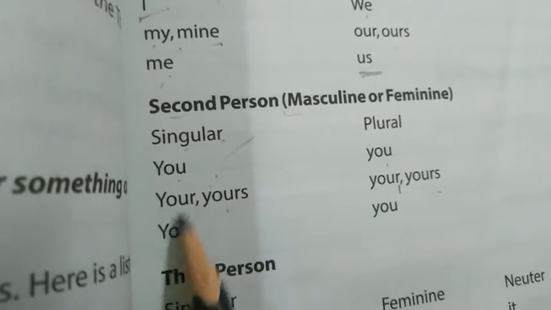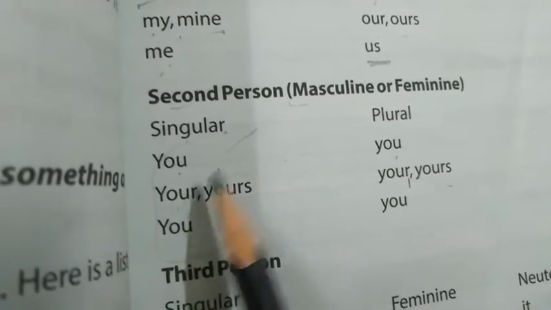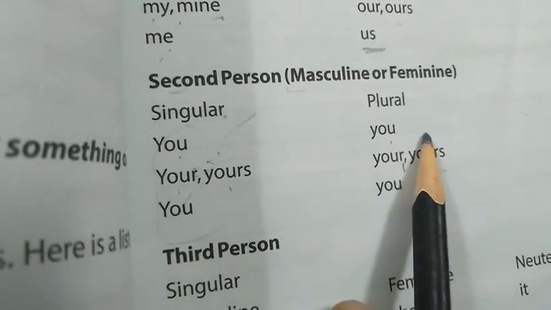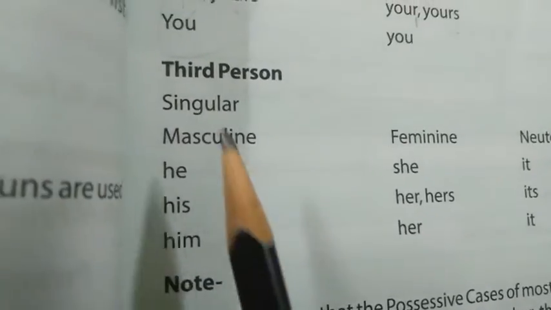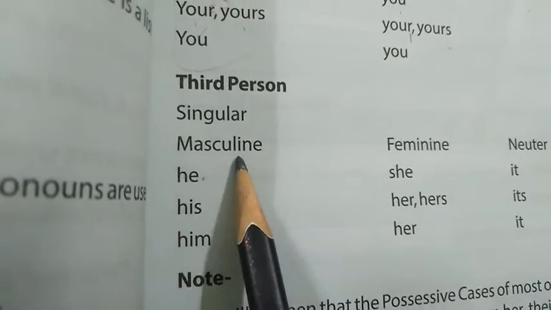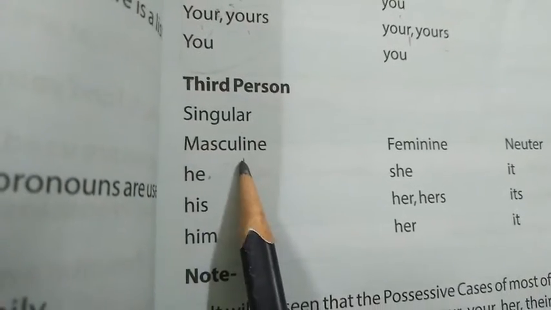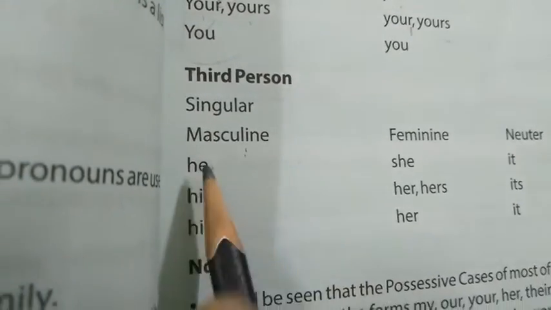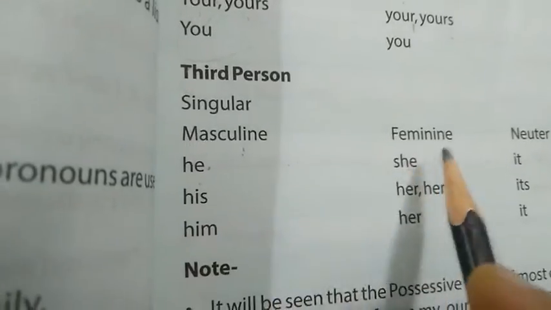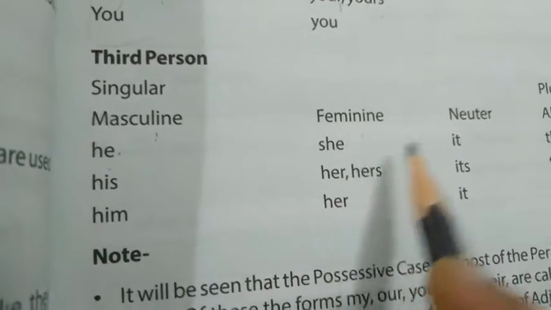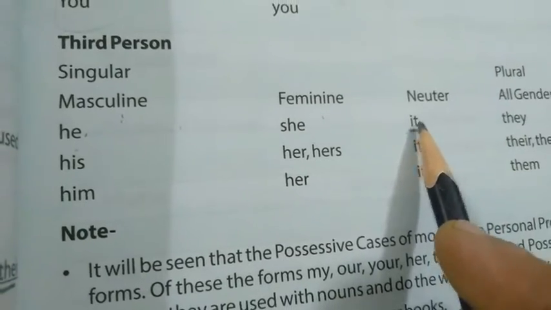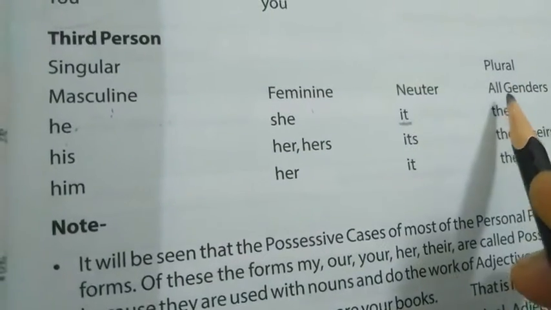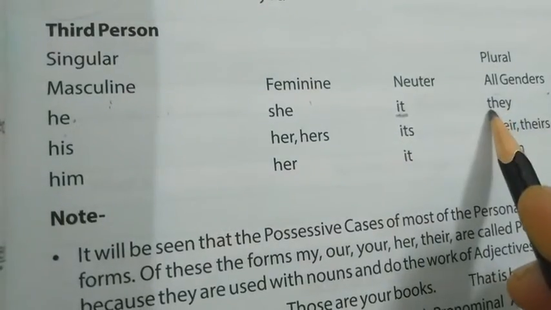In case of second person all these forms remain same in case of both singular as well as plural. Okay, now in case of third person, in singular masculine means the masculine gender stands for man. Okay, so he, and in feminine singular it would be she, and in neuter it would be it for non-living things, and for plural for all genders it would be they.